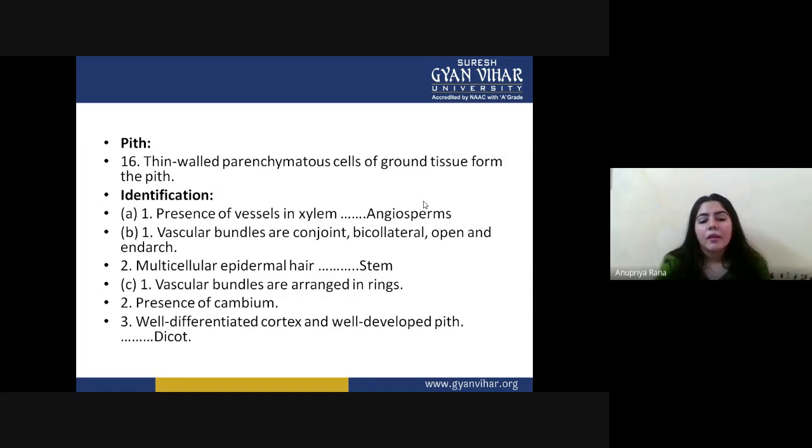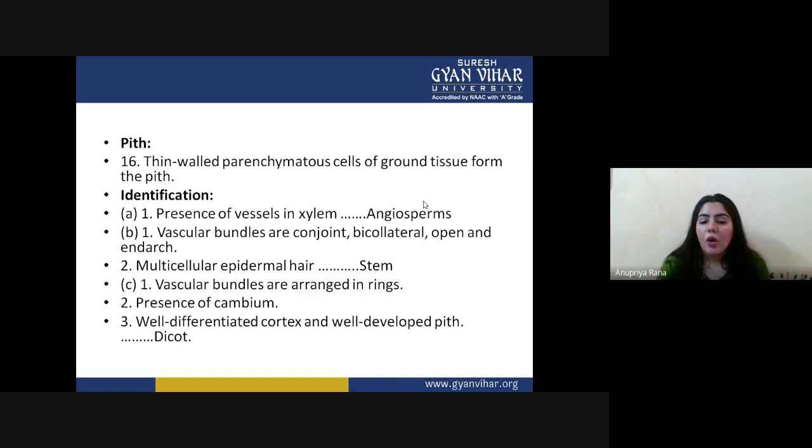Next, the vascular bundles are arranged in a ring. Next, the presence of cambium. Cambium is present because dicot plants are designed to do secondary growth. If there is no cambium present inside them, then no secondary growth will take place. So that's why the presence of cambium is very important to do secondary growth.